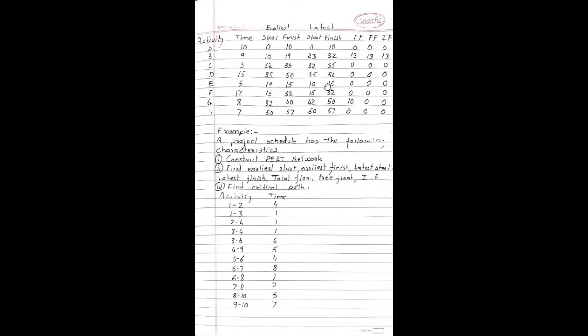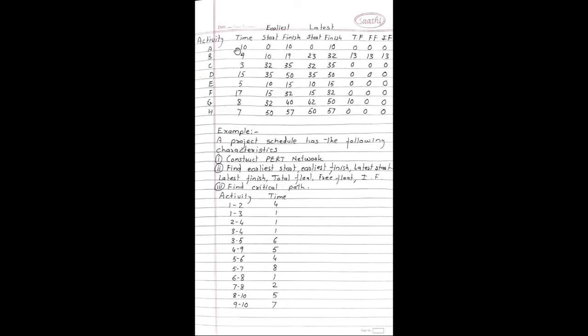So 35, 50, 15. For F, it is 32. For G, it is 50. And for H, it is 57. So first of all, we'll write the finish part.